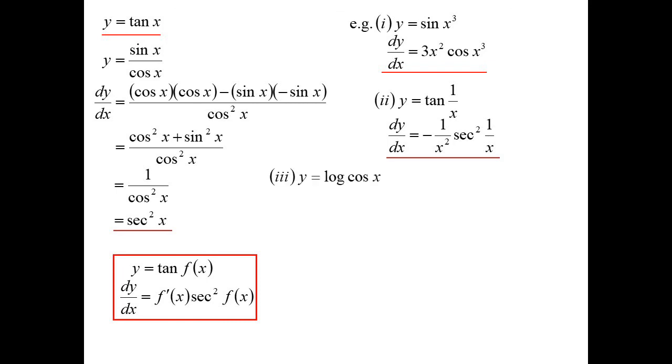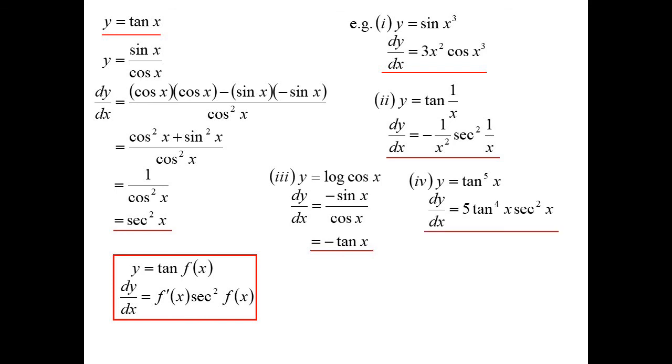Oh, let's combine a log. So the log of cos x, it's a log function, so we go derivative on function. The function is cos x, the derivative of cos is minus sine x, so I get minus sine on cos. Hang on, sine on cos, that's tan. So we get minus tan x. Tan x to the power 5, in this case. Bring down the power, 5, lower the power, 4. Diff the inside is tan x. Differentiate tan x, you get sec squared x.